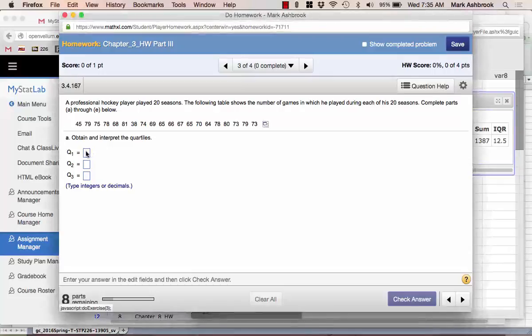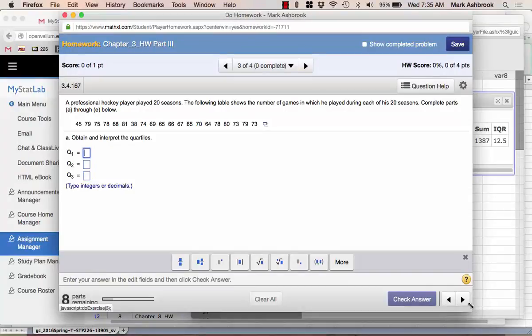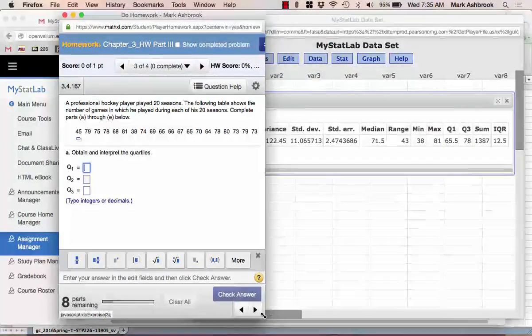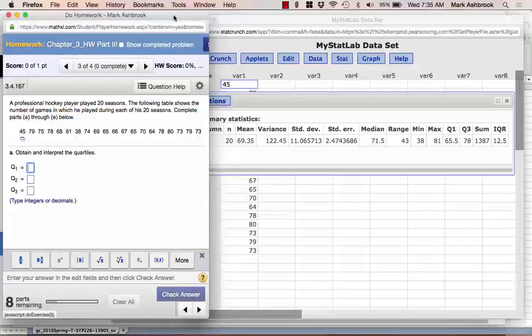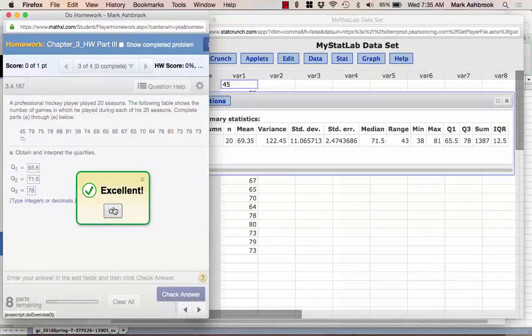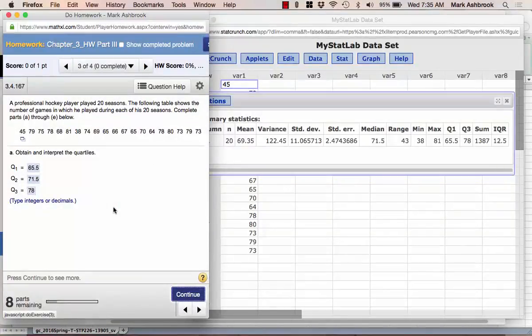So the first quartile is? Did you guys have the exact same set of data? Sometimes you have different numbers. But for me, it was 65.5. The second quartile is the same as the median, right? The median and Q2 are the same exact thing. Q3. Okay, and we'll see how we're doing so far. Excellent. And we're going to press continue to see more.